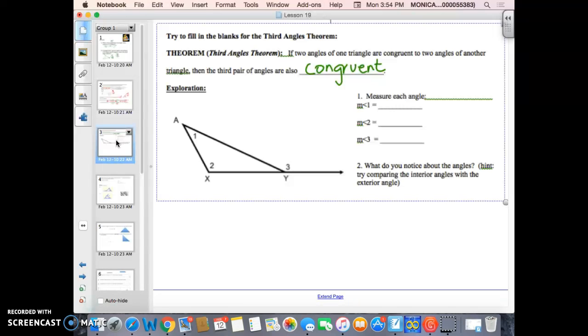So let's take a look. This is also an exploration for the next thing that we're going to learn, and this is called the exterior angle. So we've got this exterior angle right here, and I'd like you to go ahead and measure each of these interior angles to the best of your ability using a protractor. Pause the video, go ahead and do that, and come right back.